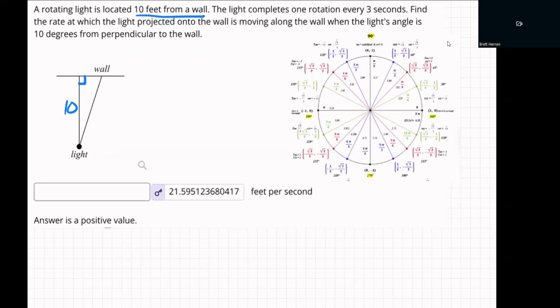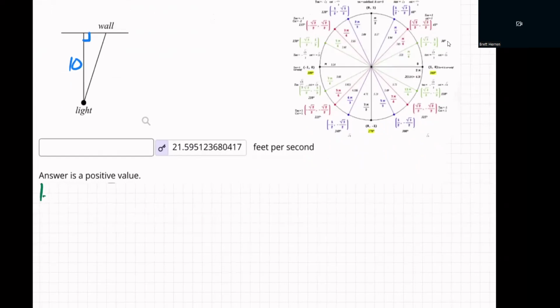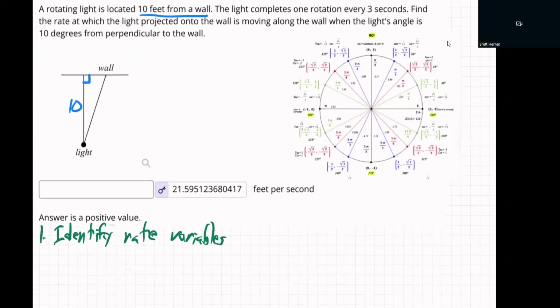So you know what we're supposed to do, right? Step number one is to identify the rate variables, or letters. So, what are the things where they talk about rates? Well, one rotation every 3 seconds. That's how fast it's happening, right? It's how fast the light is rotating. That's, in fact, d theta dt. This is theta right here.